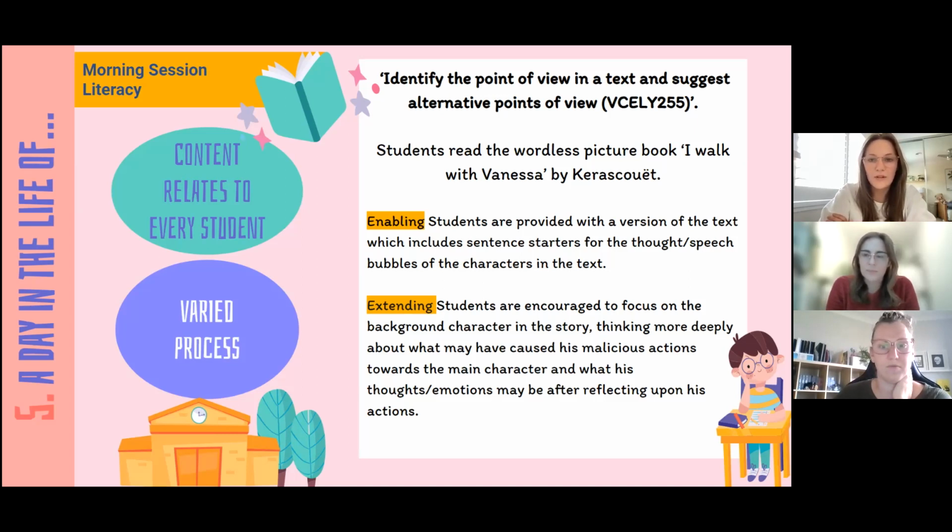So the main points to note within this task are that all students are working on the same activity. Students are encouraged to work at their own pace and abilities, and there's the option to complete the task using Microsoft Word, as some students prefer to work on laptops as opposed to writing.